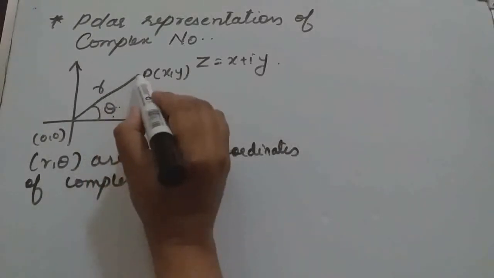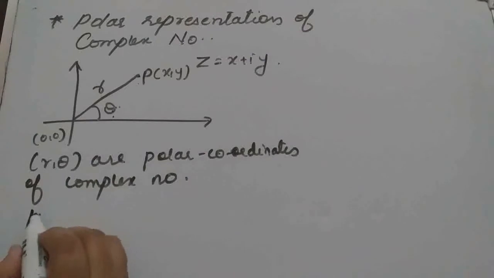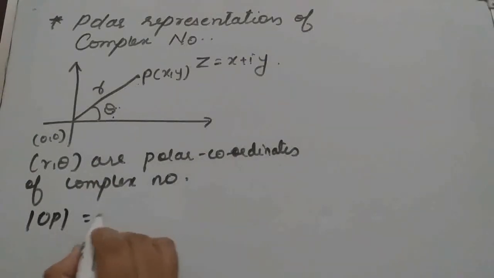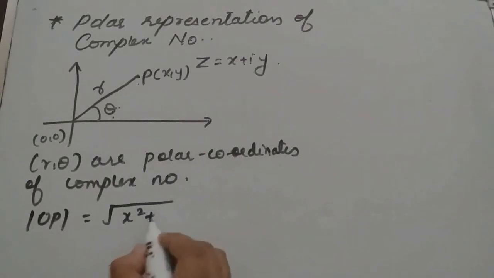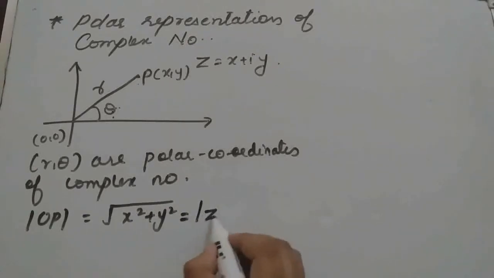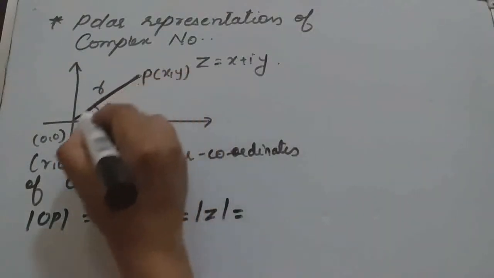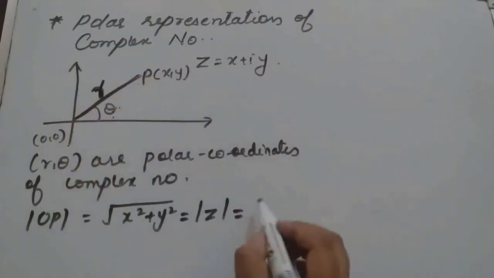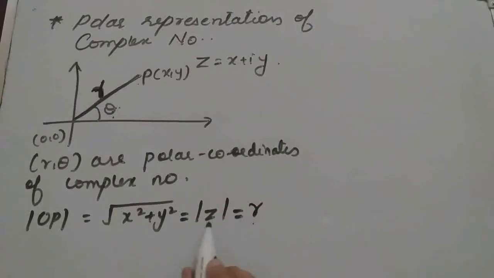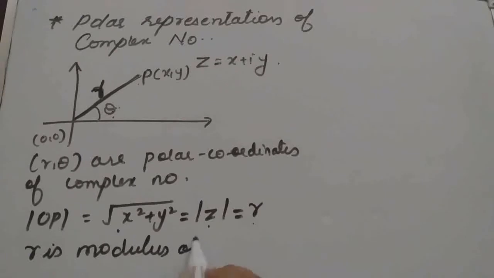Now since we know the length of OP, the distance of OP is what? Square root of x square plus y square, and we know this is the formula for mod z. We have supposed this as another parameter, that is r. So r equals mod z, which equals root of x square plus y square. So r is the modulus of z, we can write.